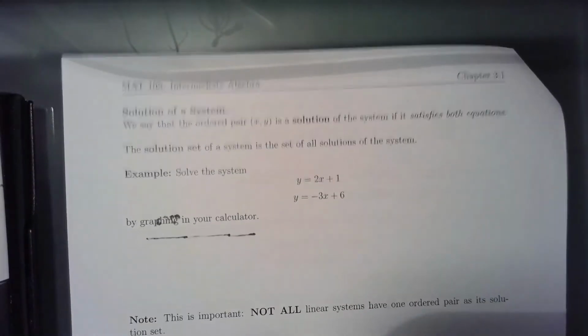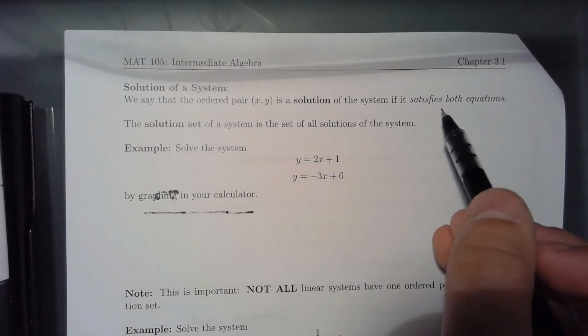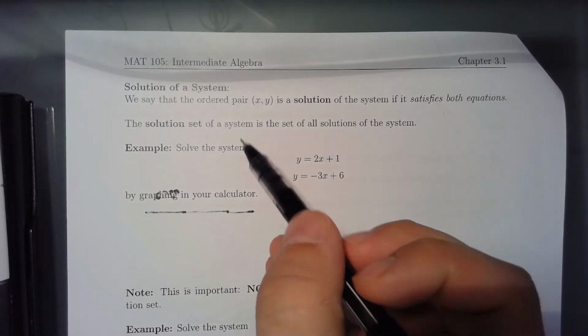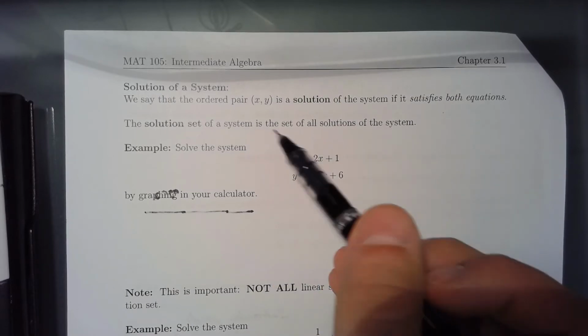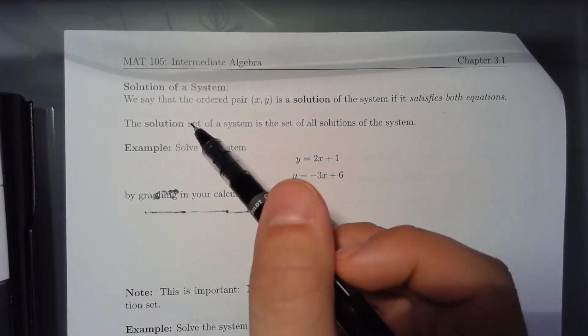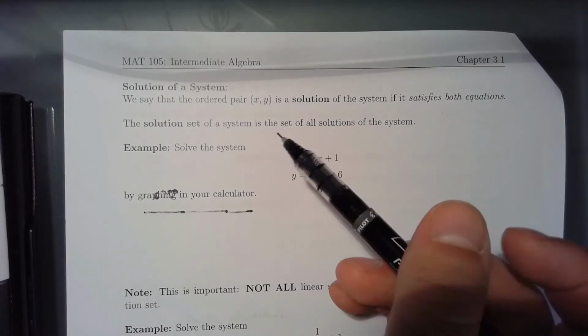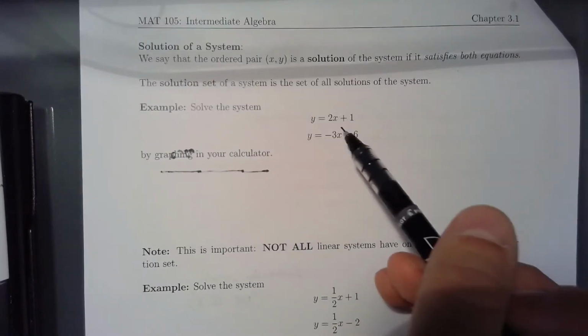Okay, so if we go on to the next page. A solution of the system, as I already mentioned, the ordered pair x comma y is a solution if it satisfies both equations. Nothing complicated there. The solution set of a system is the set of all solutions of the system. So there could be multiple solutions to the system. There could be one solution, two solutions. There could be infinite solutions, as you'll see soon.